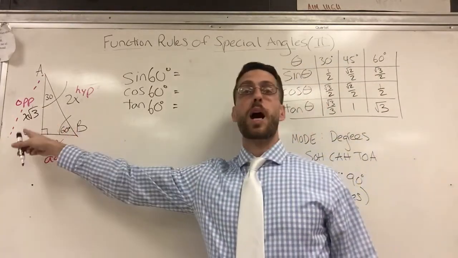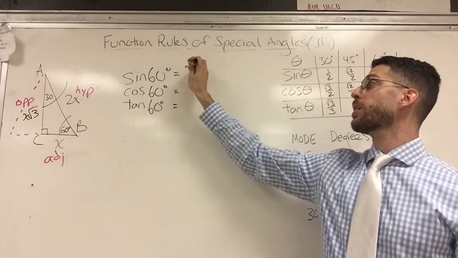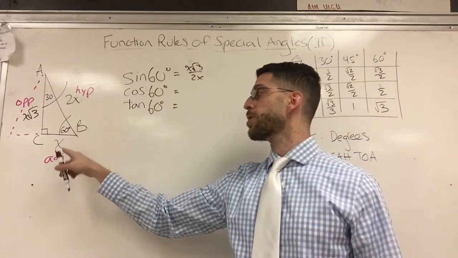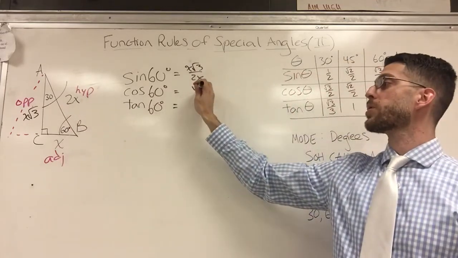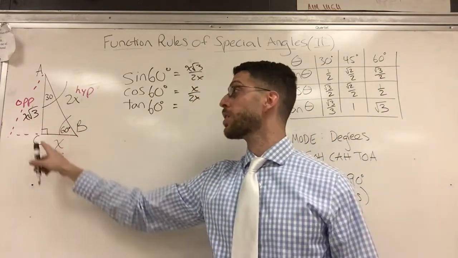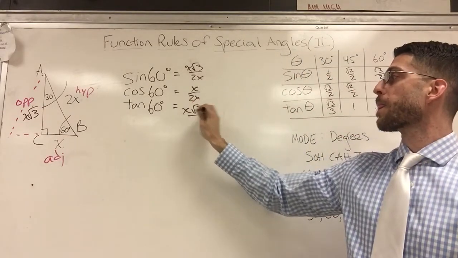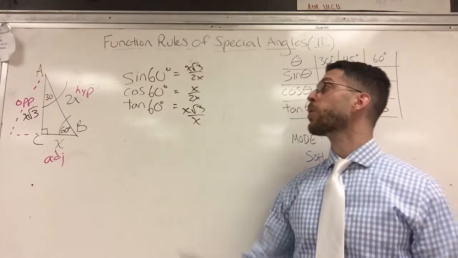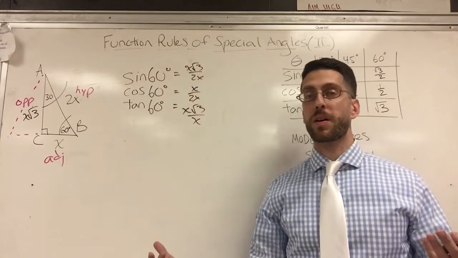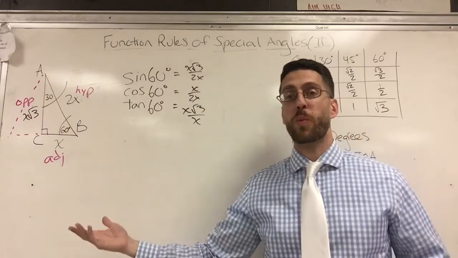So sine of 60 is opposite over hypotenuse, which is x radical 3 over 2x. Cosine 60 is going to be adjacent over hypotenuse, which is x over 2x. And tangent is going to be opposite over adjacent, which is x radical 3 over x. Okay, you'll notice the sine and the cosine of 60 are the reverses of the sine and the cosine of the 30. That's no coincidence. It's the same triangle. There's only so many choices.